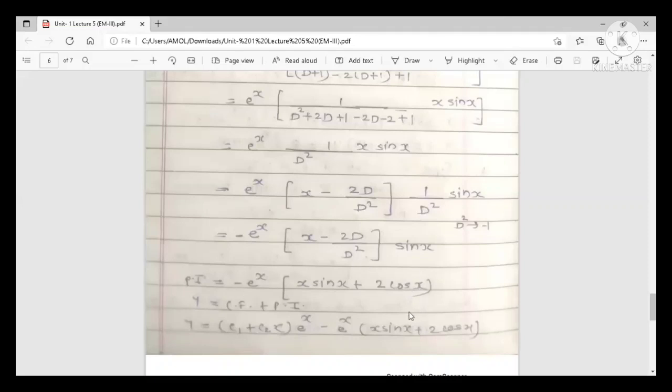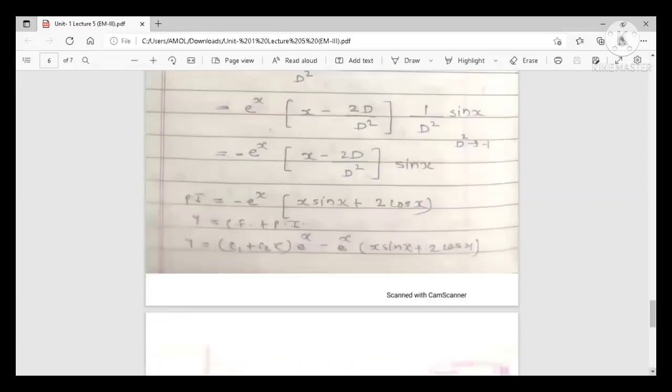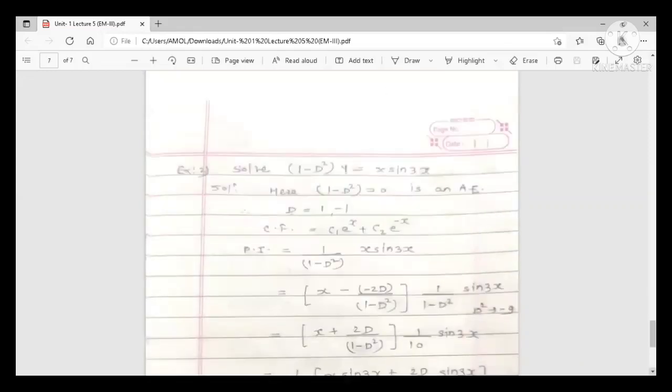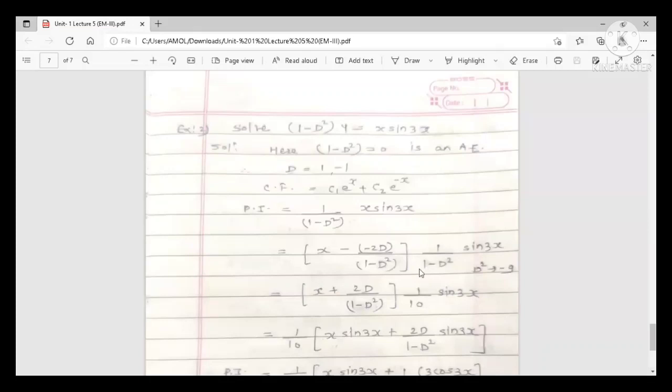So this is your answer here. Means the PI is this one. And so the general solution is y is equal to CF plus PI. Cf is here c1 plus c2 x into e raised to x, and the PI is here minus e raised to x in bracket x sin x plus 2 cos x. So this is your answer for the example. Now next example, solve 1 minus d square into y is equal to x into sin 3x.